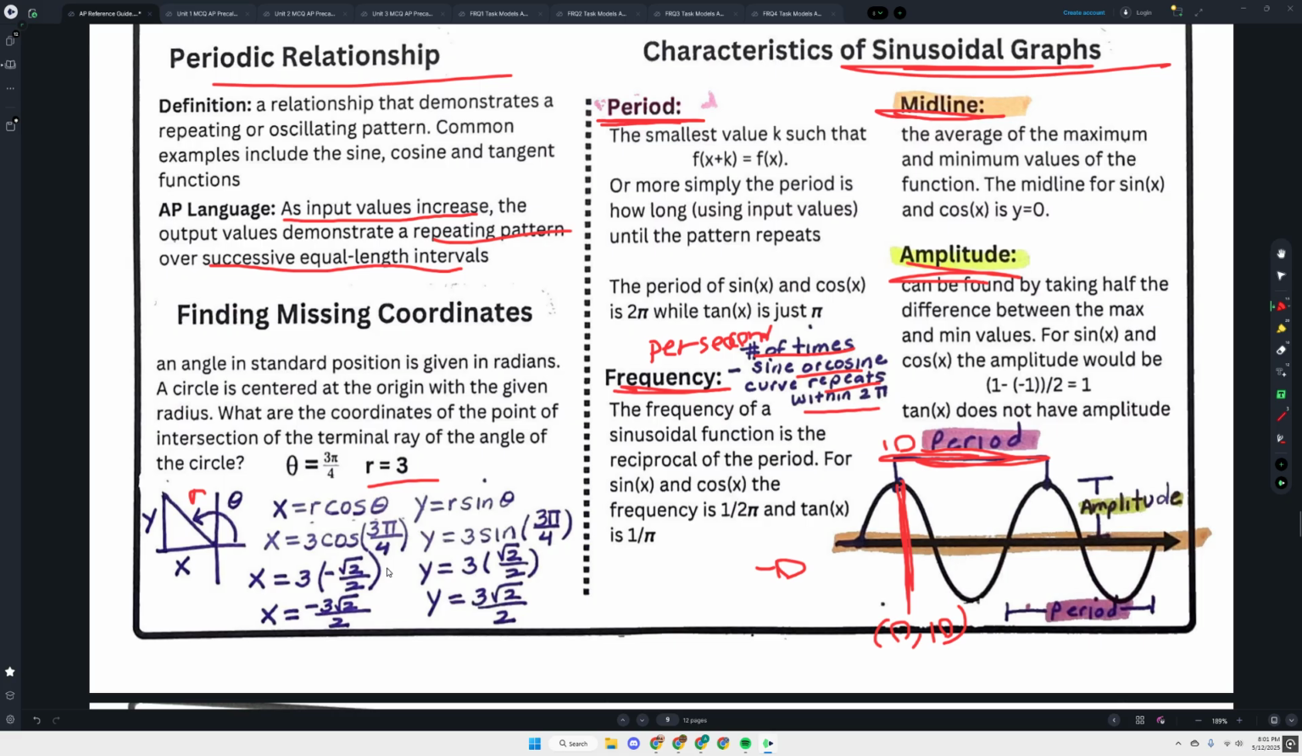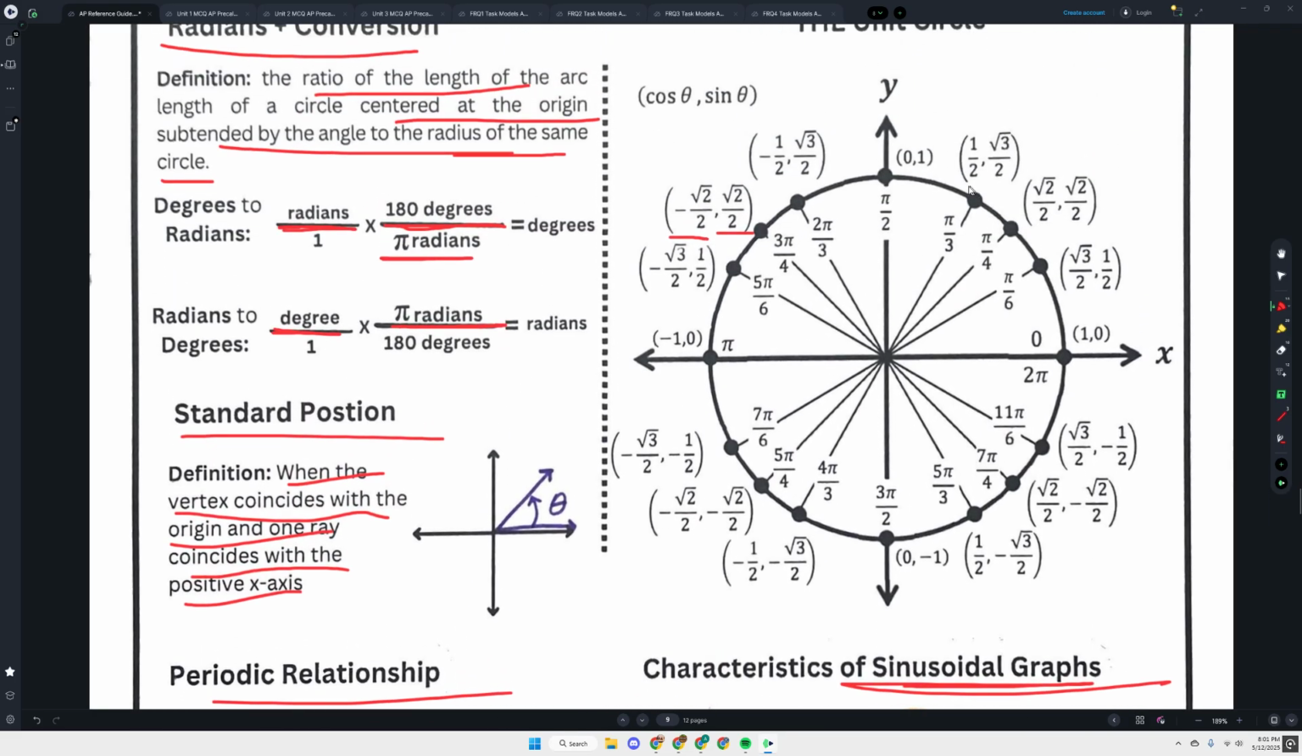Yeah, memorizing the unit circle is not bad. It's just memorize this first quadrant, these pairs, and then use quadrant knowledge: Q1 is positive, positive; this is negative, positive; negative, negative; and positive, negative.